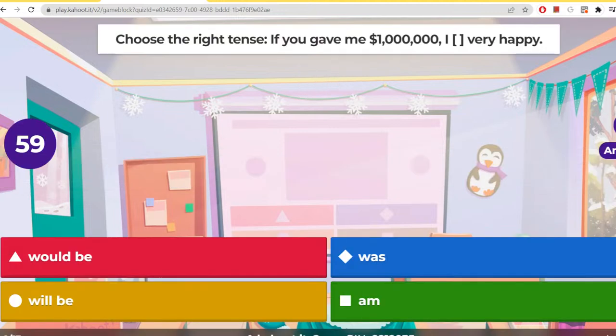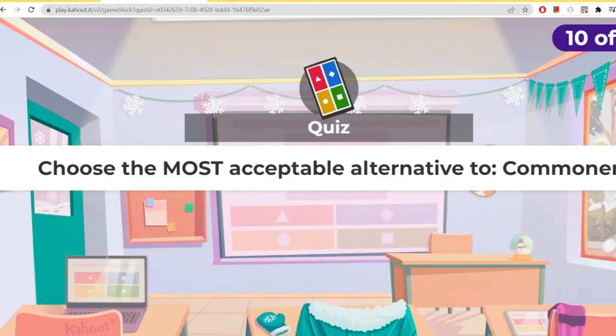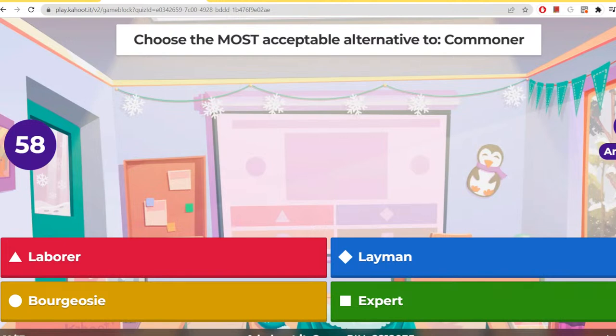Okay, another grammar one. What's the right tense? Hypothetical scenario. If you gave me $1 million, I would be very happy indeed. And then I would have to pay a lot of taxes. All right, most acceptable to commoner. I think this is my hardest question on this one. Yeah, this is a hard one. Think about it.